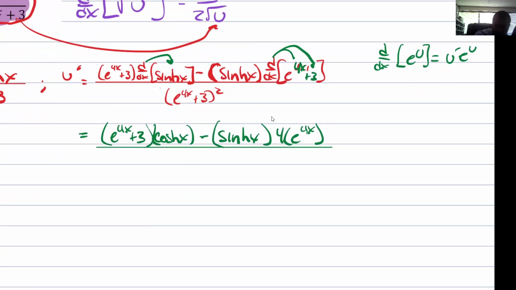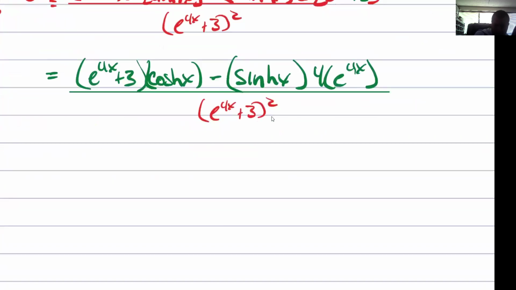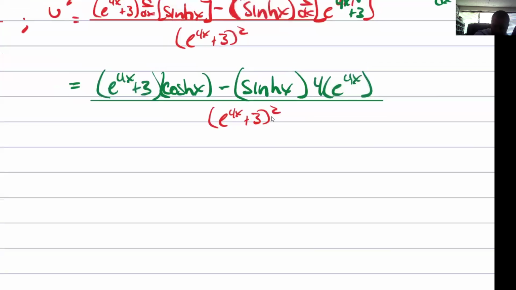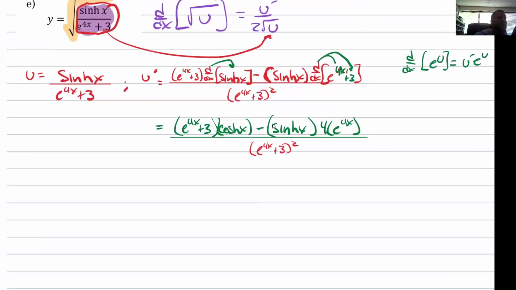And then we have this denominator squared. All right, so here we can do a little bit of simplifying, right? Because we have, no, we actually can't do a little bit of simplifying. We're kind of good there. So that's our u prime.